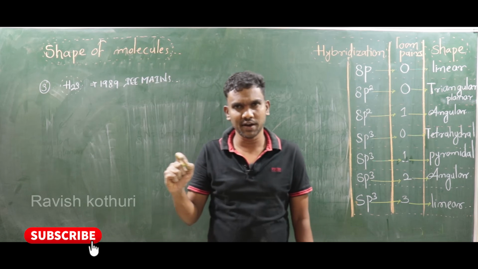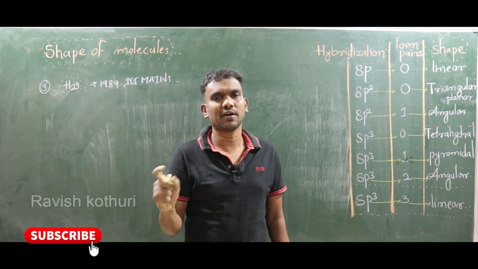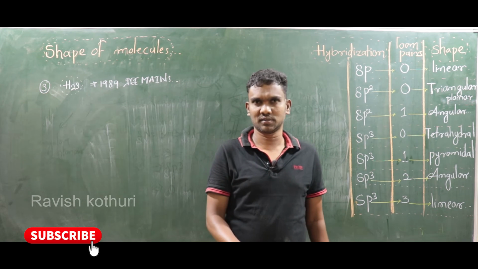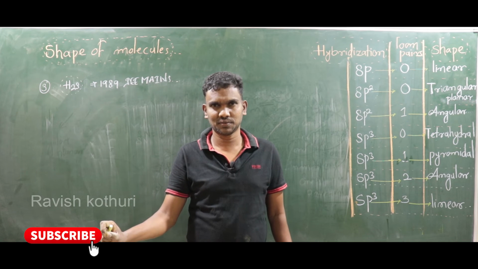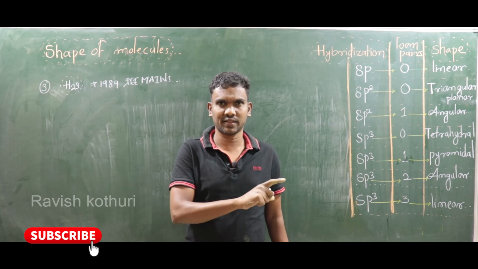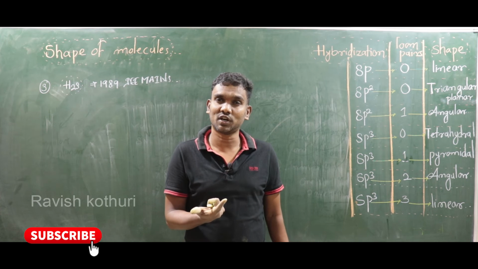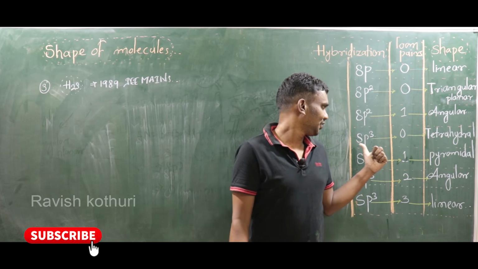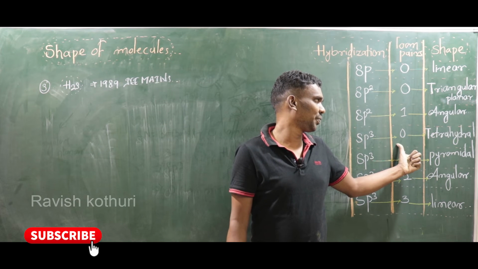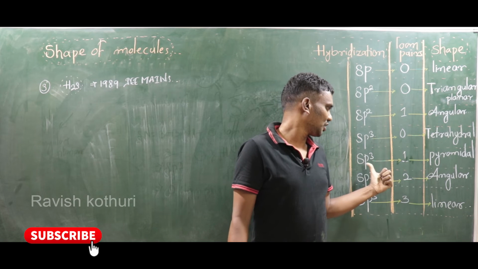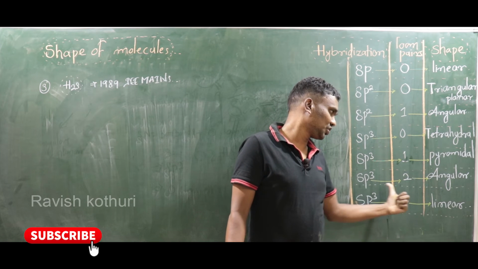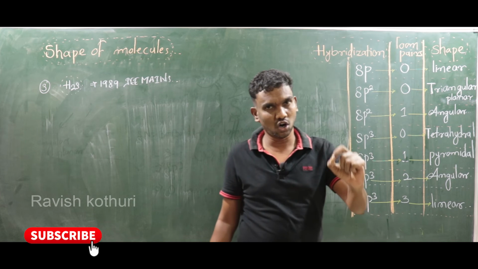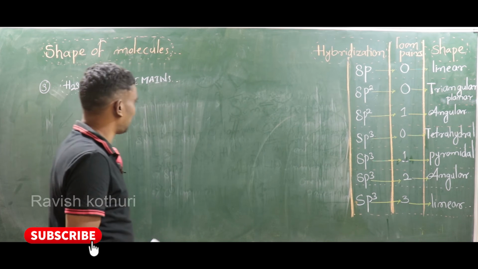So here, again, what is required? First you have to find hybridization, right? After that, number of lone pairs. If it is sp3 hybridization, and 2 lone pairs are there, what is the shape? Observe carefully here. sp3 hybridization with 0 lone pairs, tetrahedral. sp3 hybridization with 1 lone pair, pyramidal. sp3 hybridization with 2 lone pairs, angular.